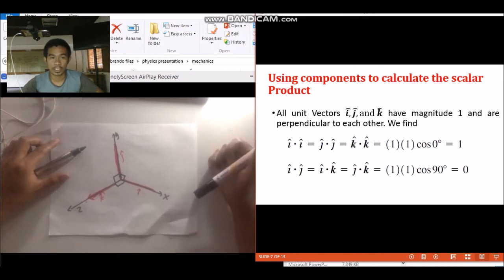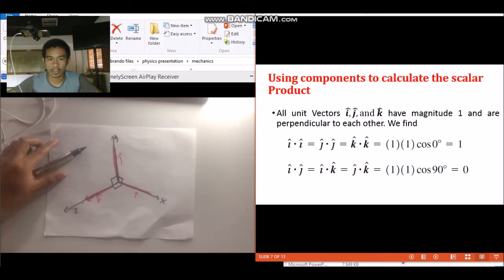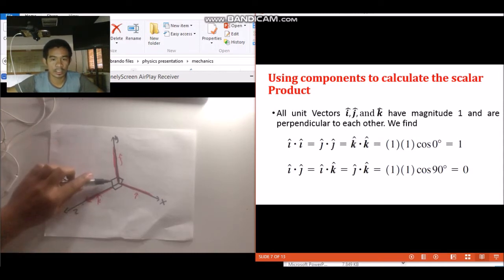And then the dot product of two vectors that are parallel, meaning they have the same direction and the angle between them is 0, equals 1. So i hat dot i hat equals 1, j hat dot j hat equals 1, and k hat dot k hat equals 1. But the dot product of two perpendicular vectors is 0 since the angle between them is 90 degrees and cosine 90 is 0.